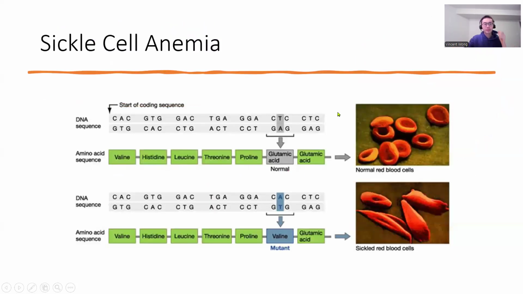Okay, so that's sickle cell anemia. We talked about that already in the first semester. There's a point mutation in the DNA that codes for the sixth amino acid in the chain. And as a result, it causes the hemoglobin to misfold, which in turn causes the cell to have a different shape. And these cells are not very good at transporting oxygen.